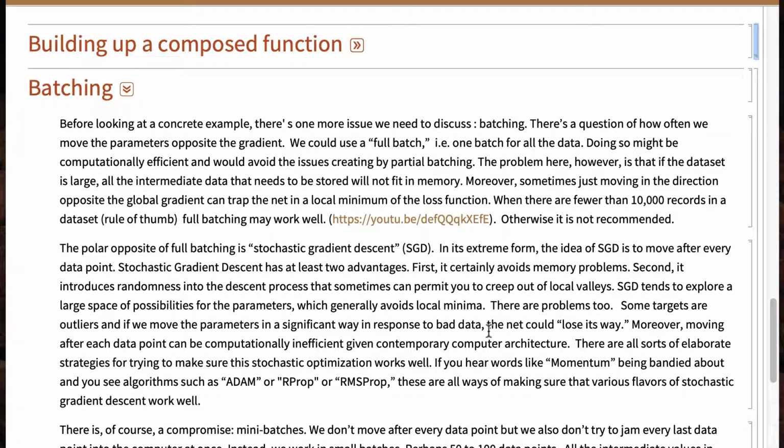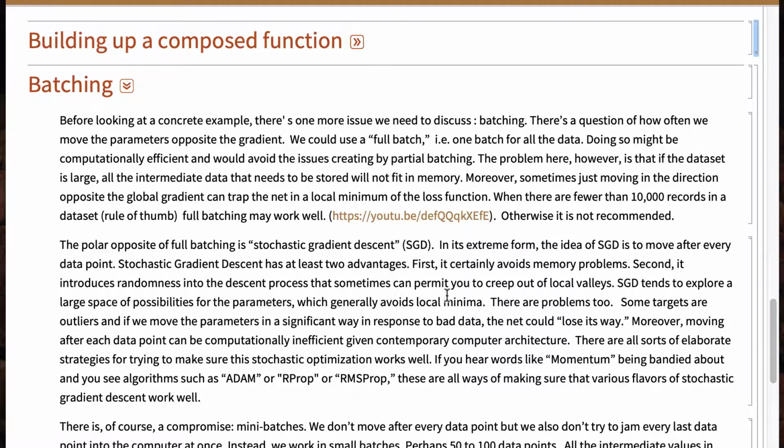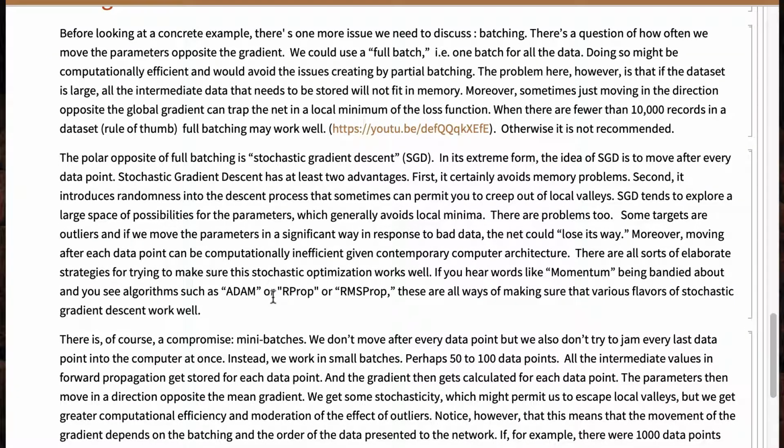Now, there are all sorts of algorithms that try to make sure that SGD works well, and so when you hear things like momentum or Adam or Rprop or RMSprop or a host of others, those are basically all detailed ways of trying to make sure that stochastic gradient descent works well.